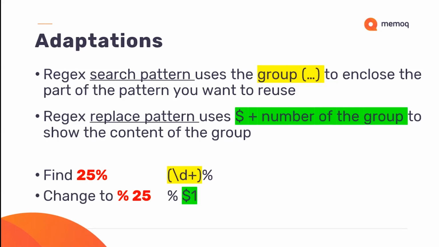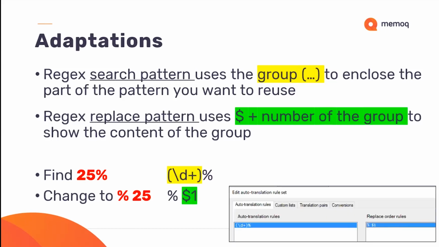To replace this later on in our translation with first the percentage symbol, then a space, then whatever the number was, we use the percentage symbol, space, and $1. So inside of our auto-translation rules set, we would put these two in the matching side and in the replacement side. Now let's take a look at that for real.